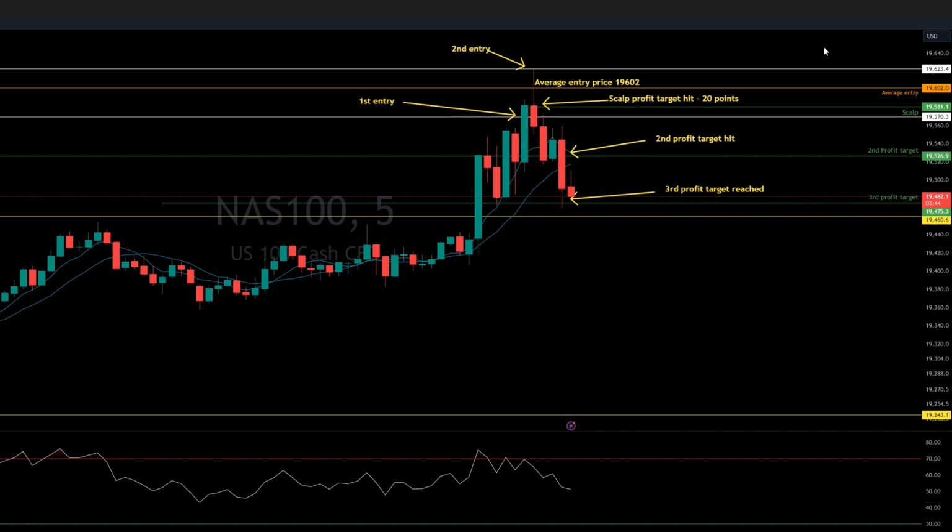So second and third profit targets are usually assessed by looking at previous reaction highs and lows on the chart. They're usually around 50 to 70 points for the second profit target and around 100 to 150 points for the third profit target. We try and take profit just before the actual reaction highs or lows. So you can see here we've got a reaction high or low around 19,460, which wasn't a trade, but we anticipated price bouncing off of this level, so we wanted to take profit beforehand at 19,475.